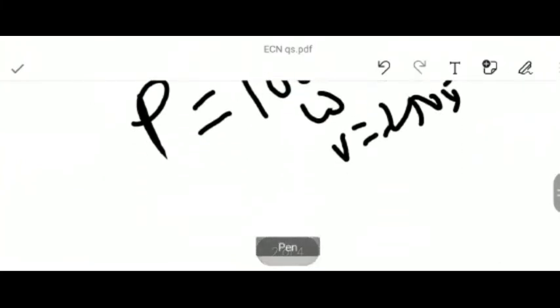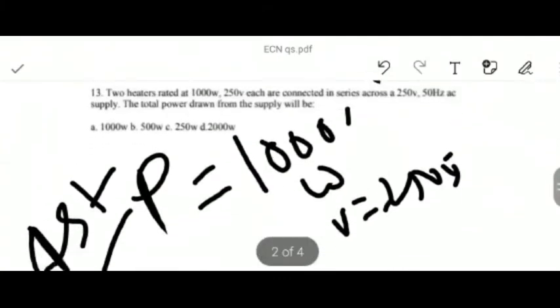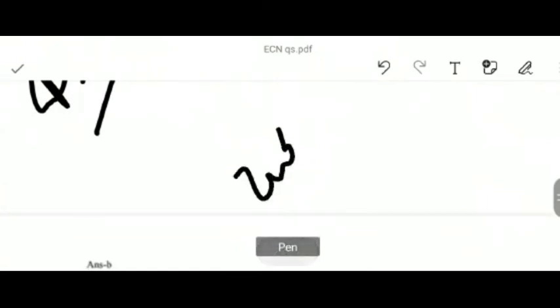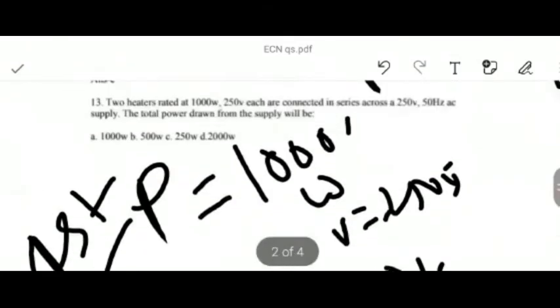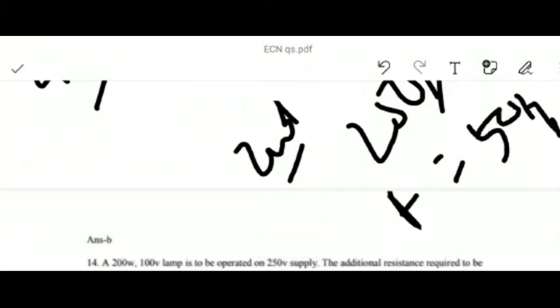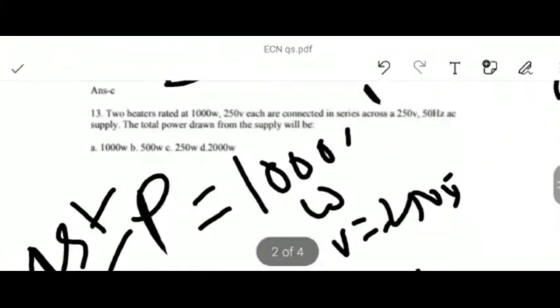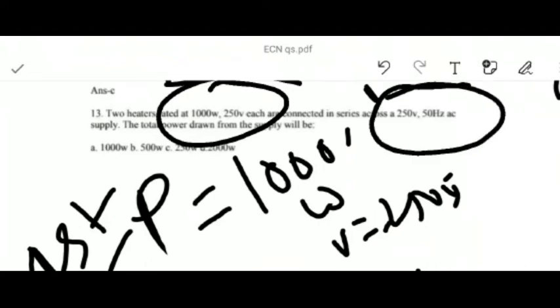Again, in the second case, this is the first case, and now in the second case it is 250 volt and frequency is 50 hertz. If frequency is given, then it must be an AC supply. So in the first case it is a DC supply, and in the second case it is an AC supply. So here it is asking about power.